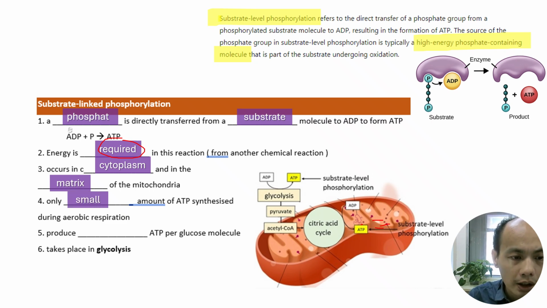Now, only a small amount of ATP is synthesized this way during aerobic respiration. Okay, number 5, it produces 4 to 6 ATP per glucose molecule and takes place in glycolysis. Maybe you are confused with the aerobic here. So the third part we will talk about in this aerobic respiration in detail.